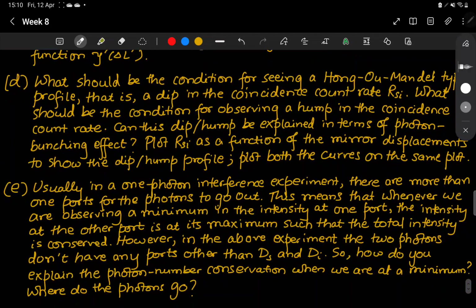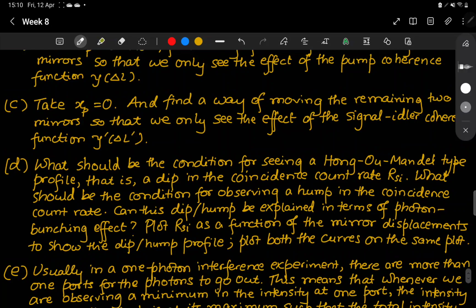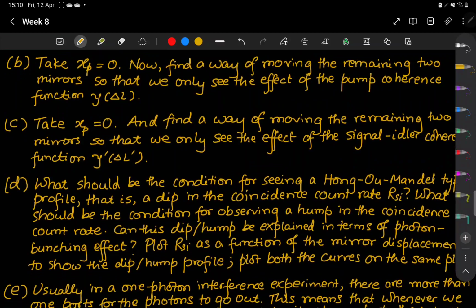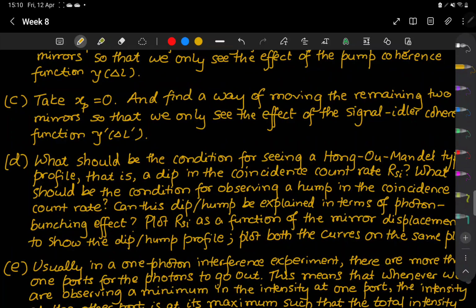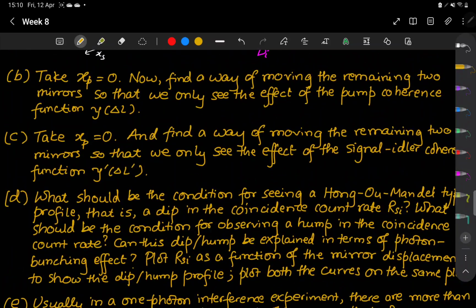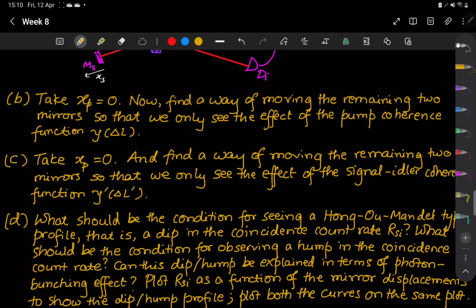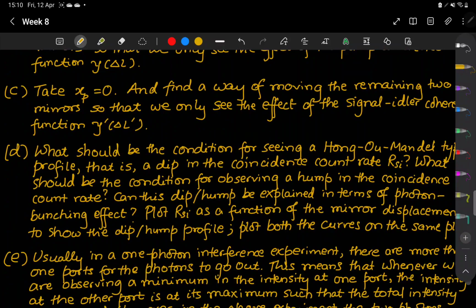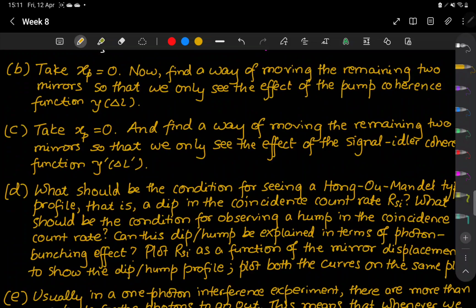Then part D. What should be the condition for seeing a Hong-Ou-Mandel type profile, that is a dip in the coincidence count rate RSI? What should be the condition for observing a hump in the coincidence count rate? And then can this dip or hump be explained in terms of the photon bunching effect? Then plot RSI as a function of the mirror displacements to show the dip and hump profile, and plot both the curves on the same plot.